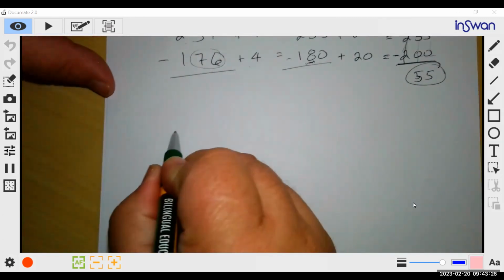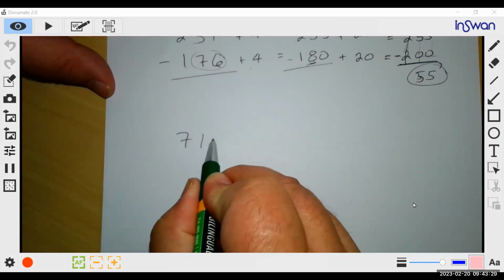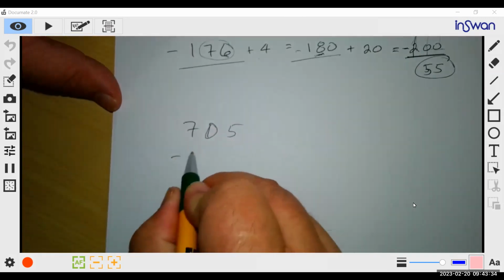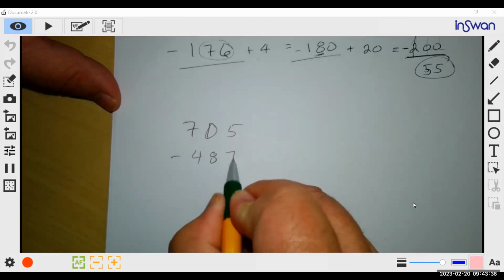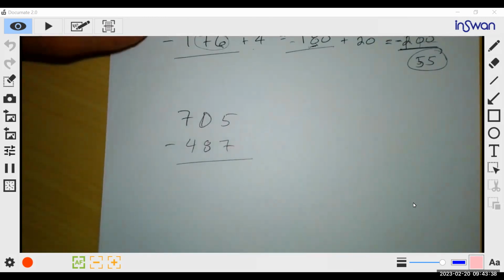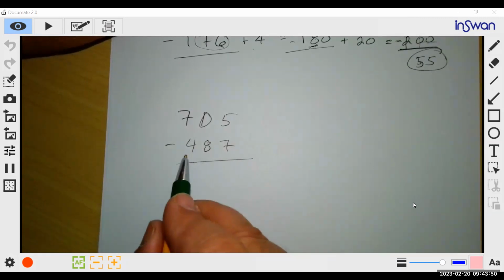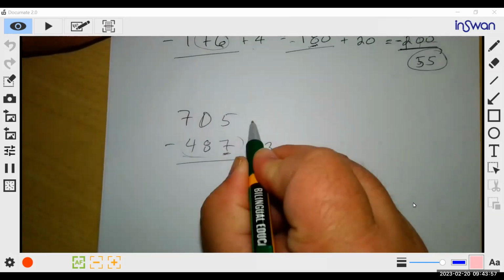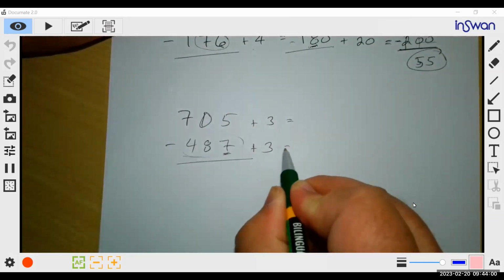Let's try another one. 705 minus 487. What's the first number we add? No, we always look at the second number. Look at the bottom number. We try to get this one. So if we add 3, what do we get?